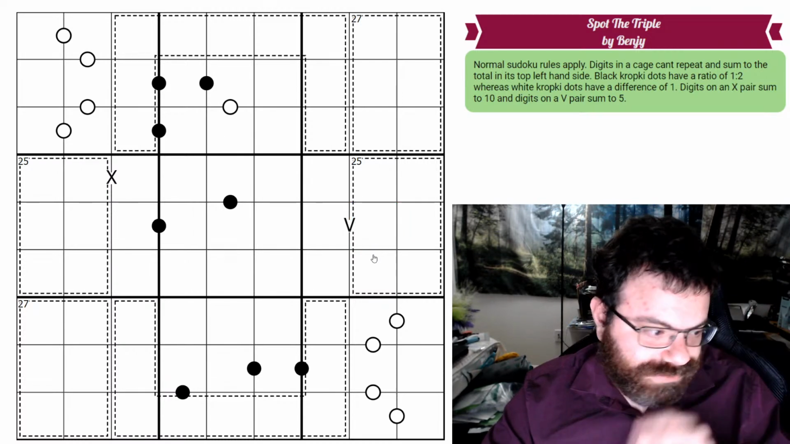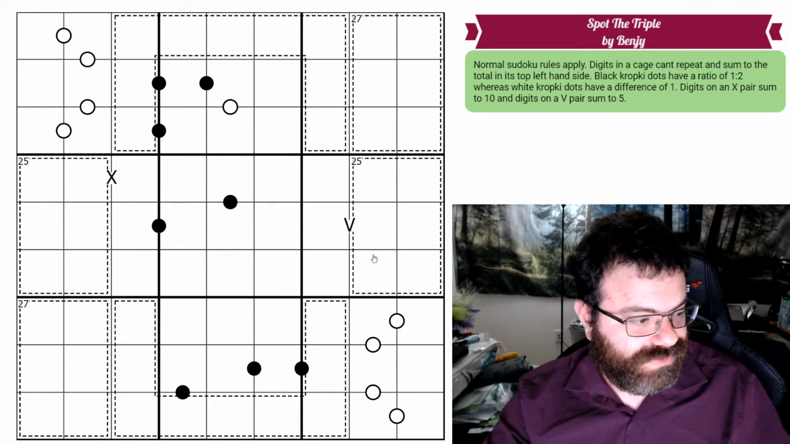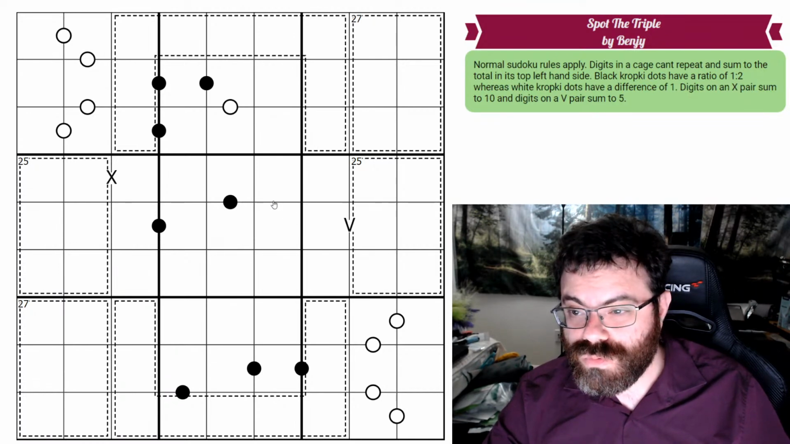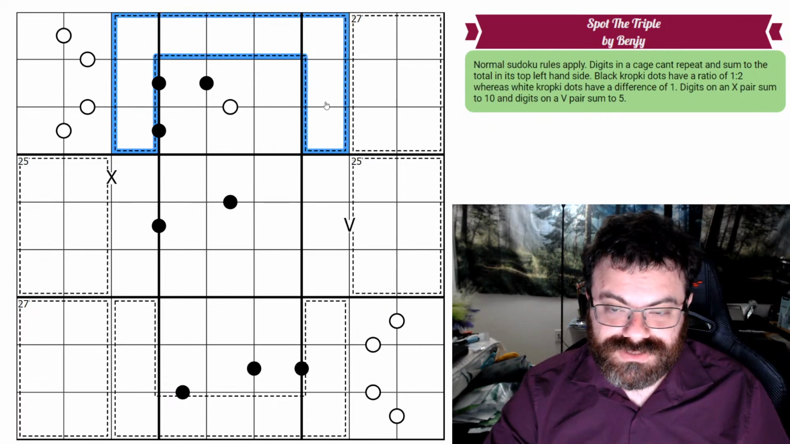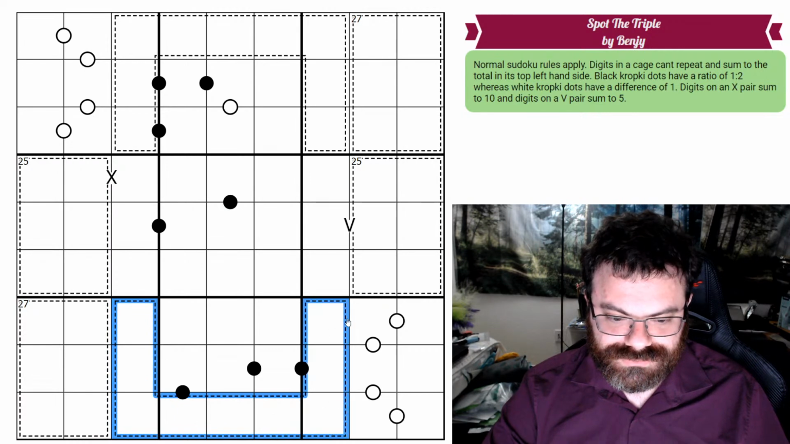Yeah, have fun with Lucy's treasure hunt. There's no negative constraint. All right. So this is an extra region, as is this one.